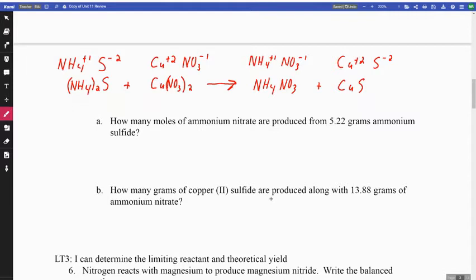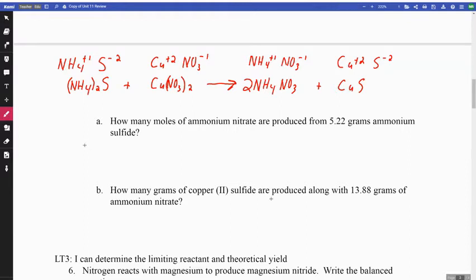So all we need to do to balance this is we have 2 NH4s over here. We have 1 over here. So we put a 2 in front of that. That balances out our NH4s. That also increases our NO3s, which we needed 2 of those anyway. So that's all we need to do for that one. Hooray! All right, so how many moles of ammonium nitrate are produced from 5.22 grams of ammonium sulfide?